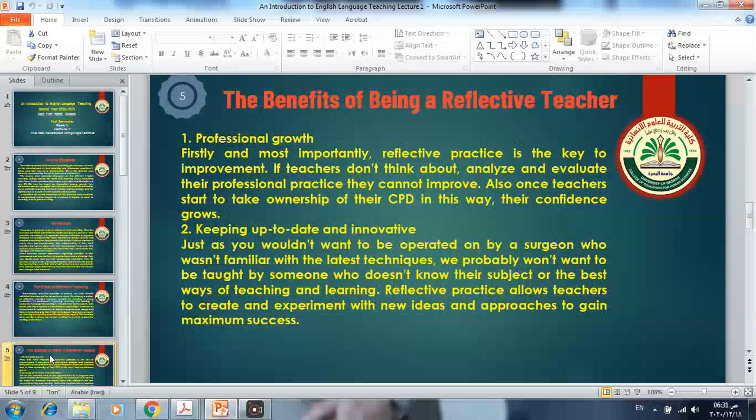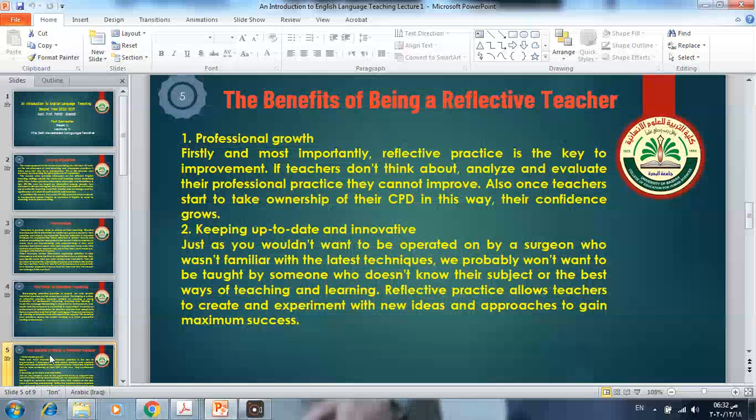Professional growth. Firstly, and most importantly, reflective practice is the key to improvement. So when you reflect on your teaching, this means that you are seeking improvement, and you will improve. If teachers don't think, analyze, or evaluate their professional practice, they cannot improve. So teachers who don't do these things are not going to change, so they are not going to improve.